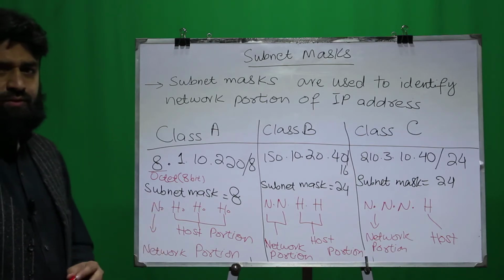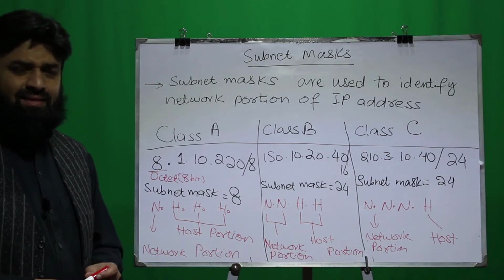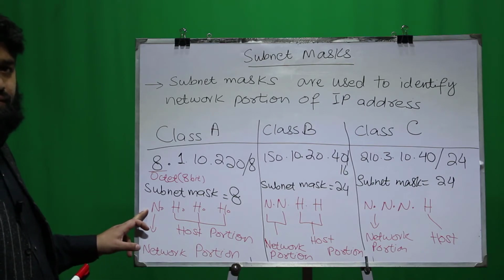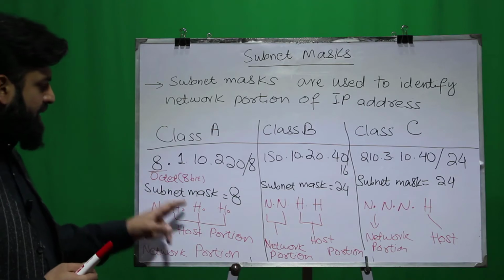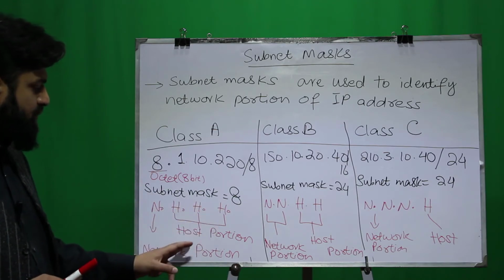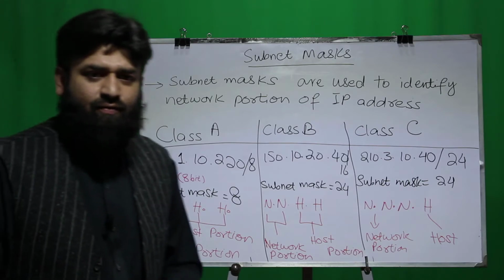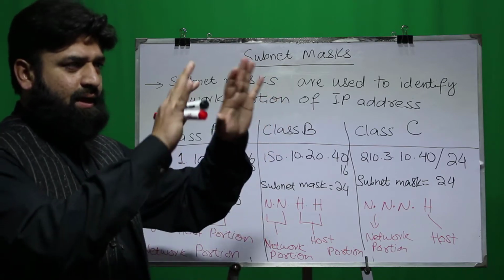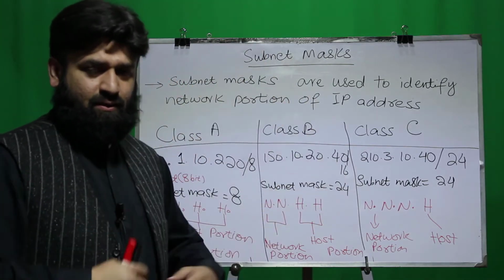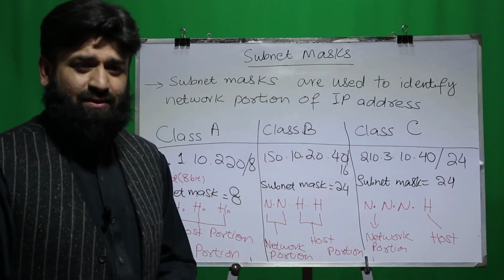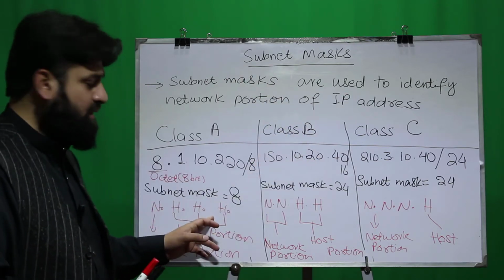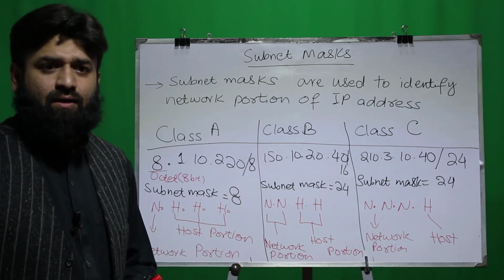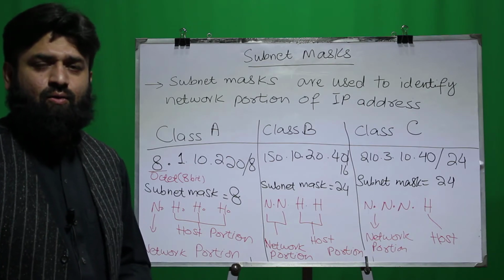The first octet of class A is called the network portion because it identifies the network. And the remaining 3 octets are called the host portion because it identifies hosts. Briefly, we can say that the network portion maps the network, and the host portions refer to the hosts that are connected within the network.